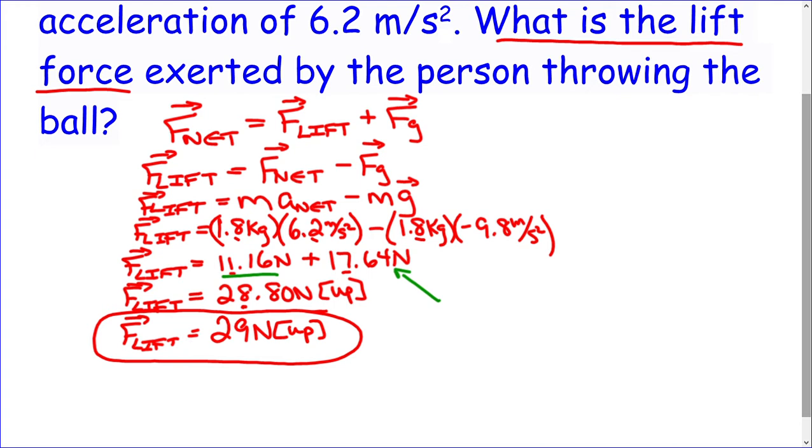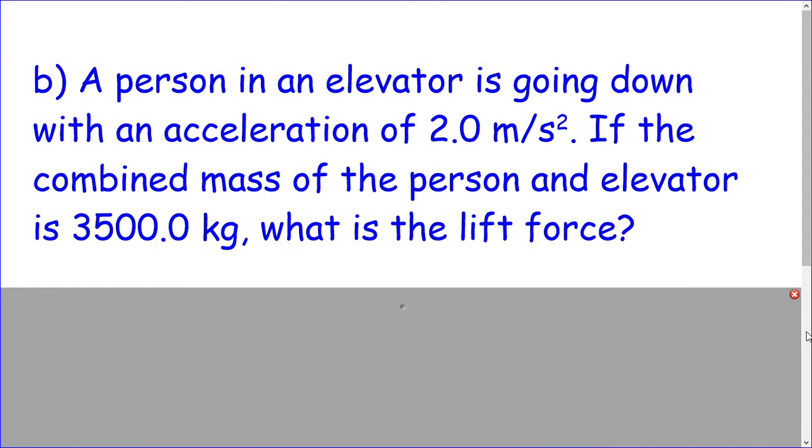So it actually makes sense that my lift force is a larger number here because gravity is slowing it down, but the ball's still moving against gravity going upward, which means that the overall force must be strong enough to overcome the gravitational force. So it does make sense to get this bigger value. So let's take a look at another scenario.